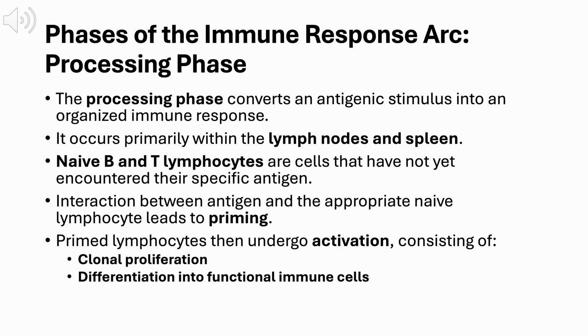When antigen meets the one naive lymphocyte whose receptor fits it, that cell undergoes priming. Priming then progresses to full activation, which has two components you should commit to memory. Clonal proliferation, the cell divides to build an army of identical specificity, and differentiation into functional immune cells. That pairing of proliferation plus differentiation is the engine of adaptive immunity. It's how a system that starts with a handful of specific cells generates a response large and specialized enough to clear a pathogen. Over the next slides, we'll dissect exactly how helper T cells get primed.